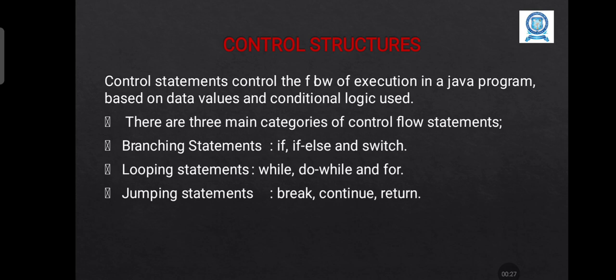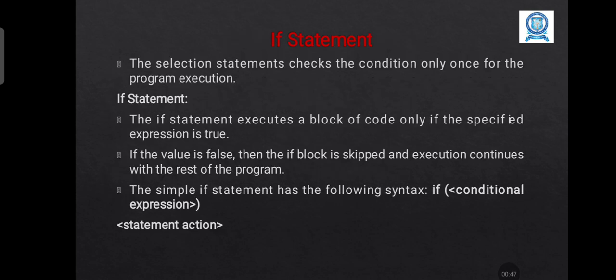There are three major categories of control statements: branching statements, looping statements and jumping statements. Branching statements include if else and switch. Looping statements include while, do while and for. Jumping statements include break, continue and return. Actually, these decision making statements are otherwise called selection statements.